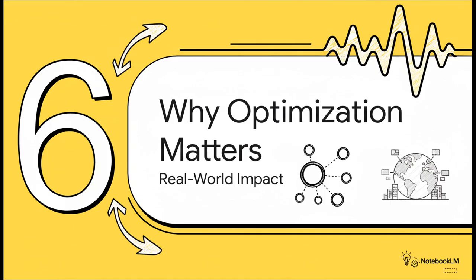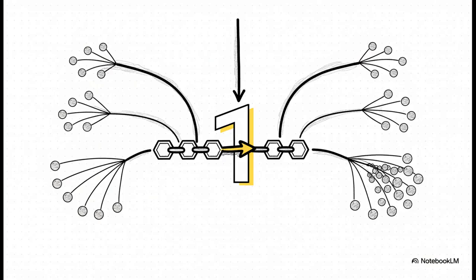Okay, so we've definitely waded through some pretty technical stuff. But what is the actual real-world impact of all this clever optimization? Why should we care so much about this? Well, it really boils down to this one incredibly powerful number.